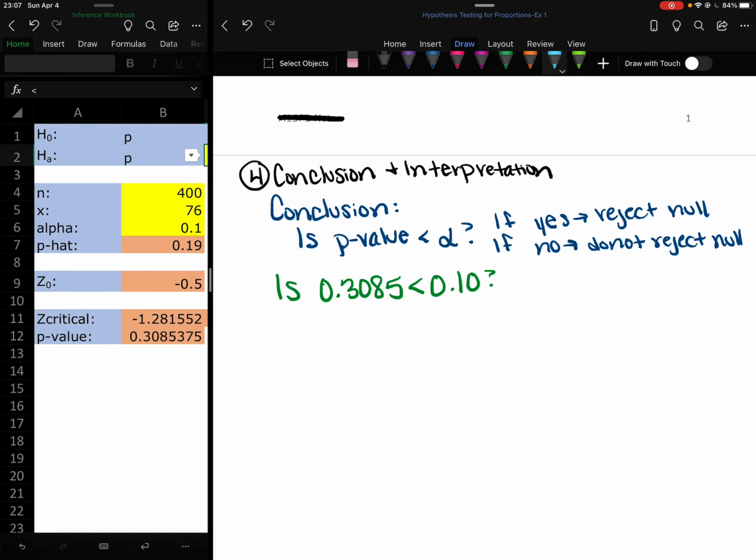If you're not sure, you can use this trick. Start at the decimal point, underline numbers, and compare the numbers. Is 3 less than 1? No. And this is helpful when you have a lot of zeros happening. So no, therefore we do not reject the null hypothesis. That's our conclusion.